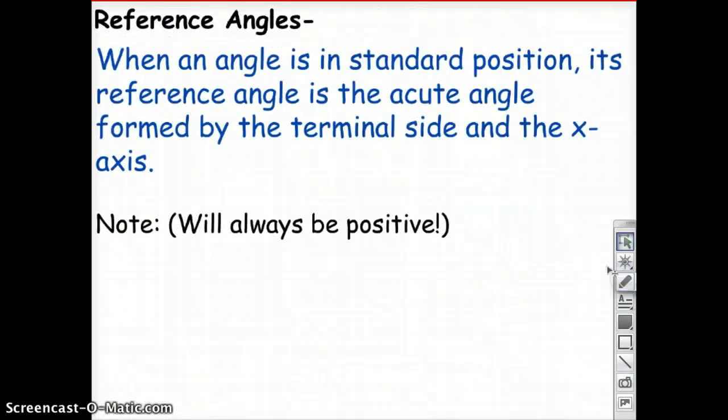So reference angles. What's a reference angle? When an angle's in standard position, its reference angle is the acute angle that is formed by the terminal side and the x-axis. The reference angle will always be positive, and it will always be less than 90 because it's acute. Let me show you some examples of reference angles.